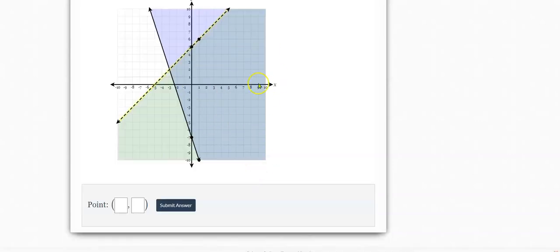This blue section to the right is the solution area. Purple section is not a solution, green section is not a solution, anything on this dotted line is not a solution. Anything in this blue shaded region is a point that satisfies both inequalities, so you can pick anything here. I'm going to pick the point 6, 2.